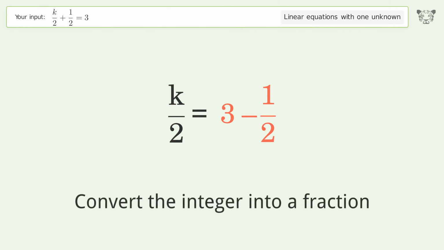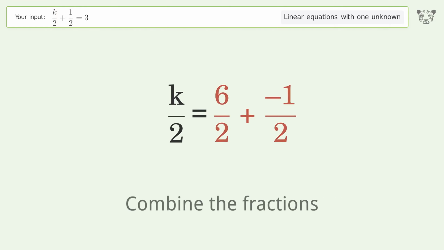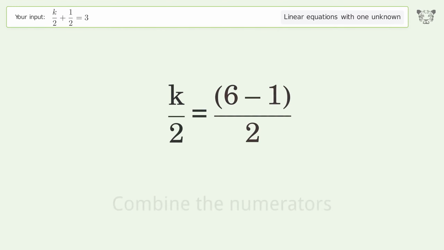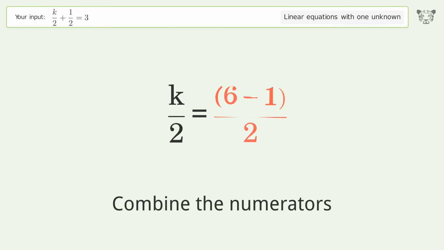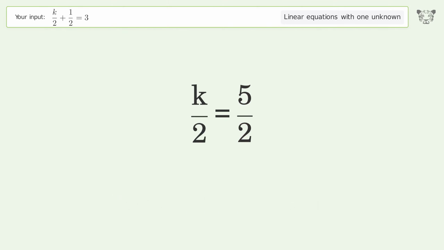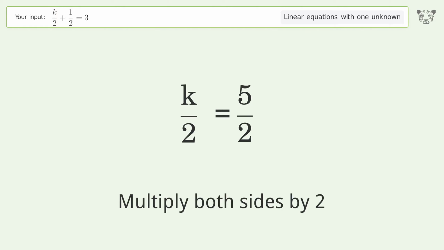Convert the integer into a fraction. Combine the fractions. Combine the numerators. Isolate the k. Multiply both sides by 2.